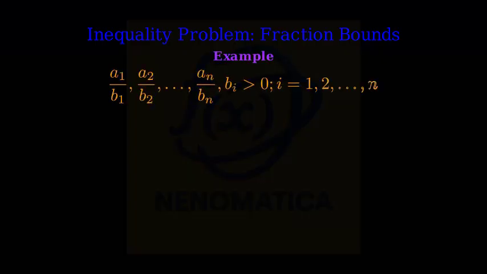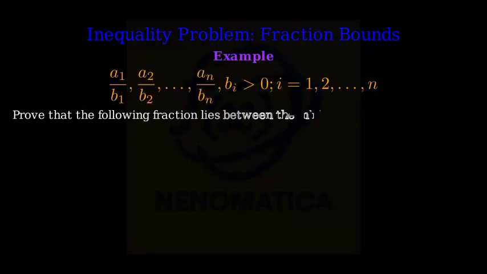Welcome to our math video where we'll solve an interesting inequality problem. Today we'll prove that a specific fraction lies between the minimum and maximum values of a set of fractions. Let's look at our example. We assume we have n fractions in the following form: a1 over b1, a2 over b2, and so on until an over bn, where all bi are positive and i ranges from 1 to n.